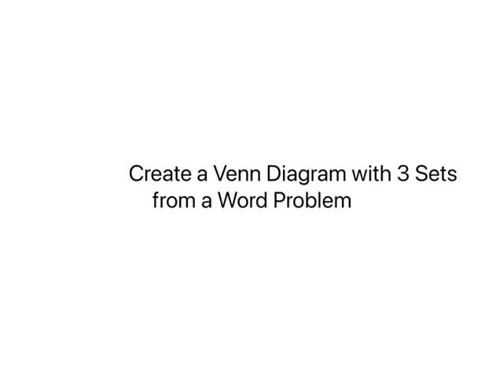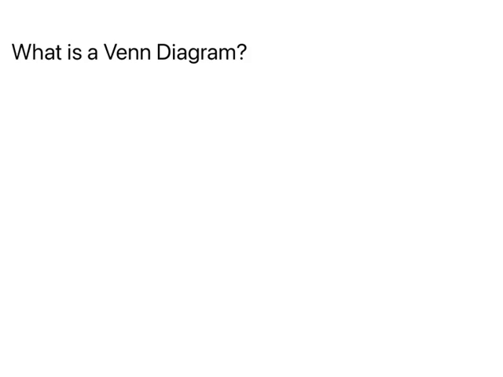Let's create a Venn diagram with 3 sets from a word problem. So first off, what is a Venn diagram? Now, a Venn diagram is basically a visual representation of how sets interact.